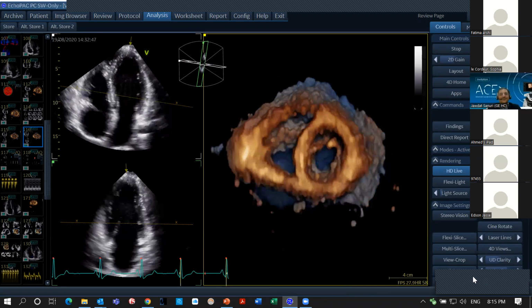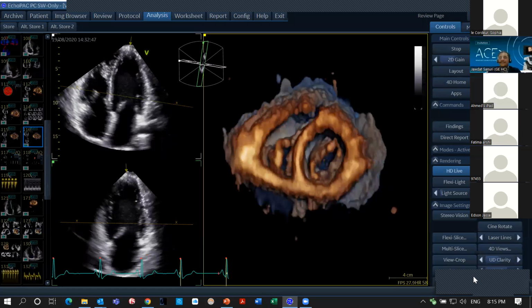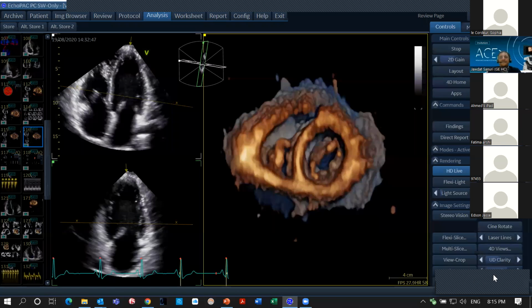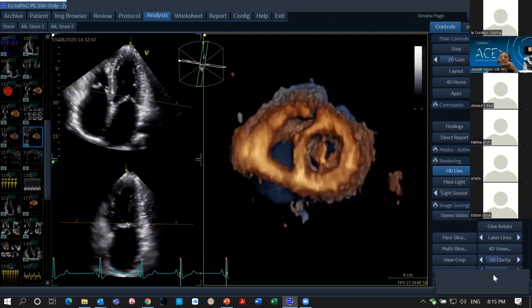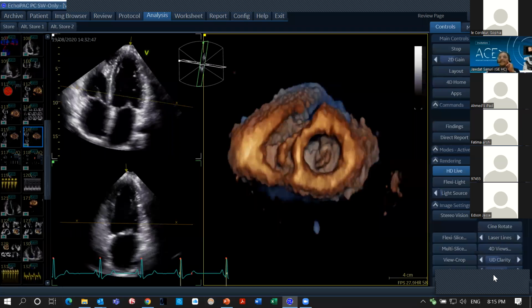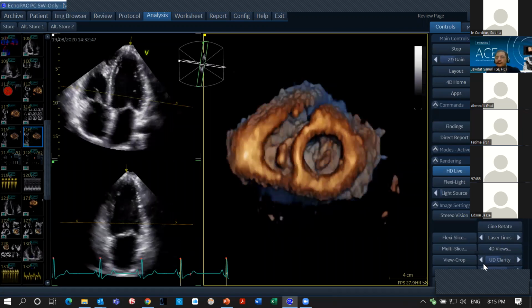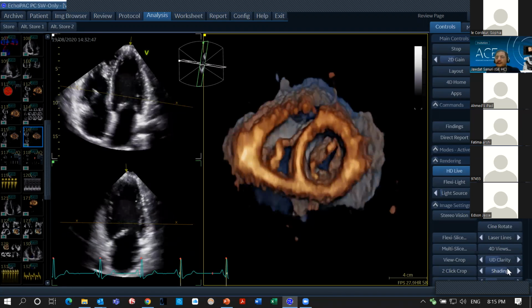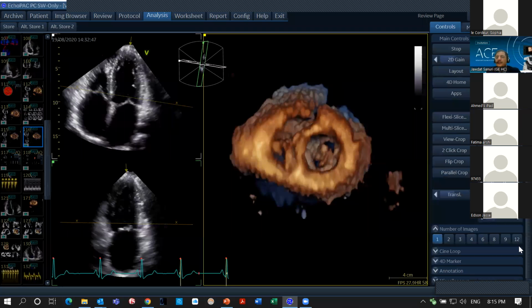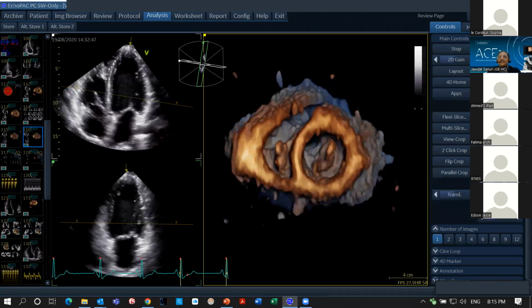Any other questions or comments before we do the valve quantifications since we are here? What is the meaning of the 4D clarity button? 4D clarity button. Do you see it now? No, not here, but it appears on the machine. There is an option for 4D clarity. Oh, okay, I see it here.